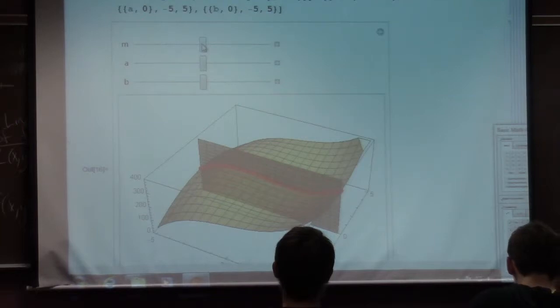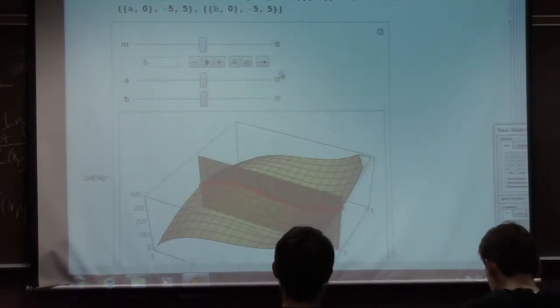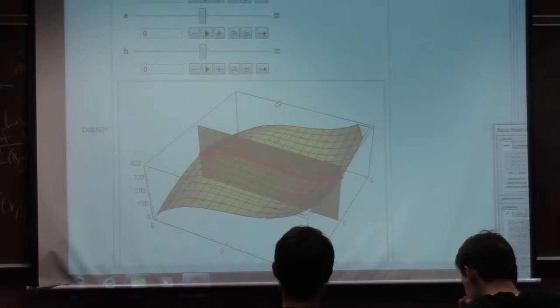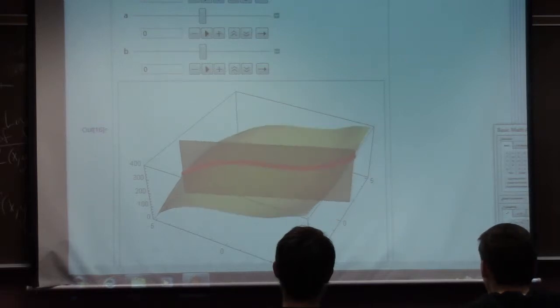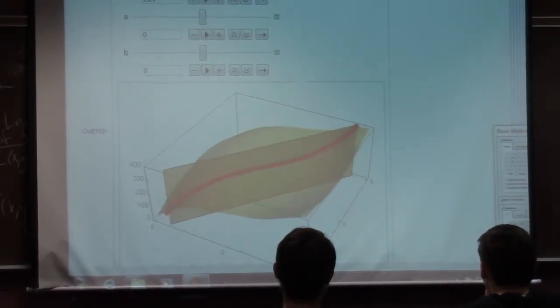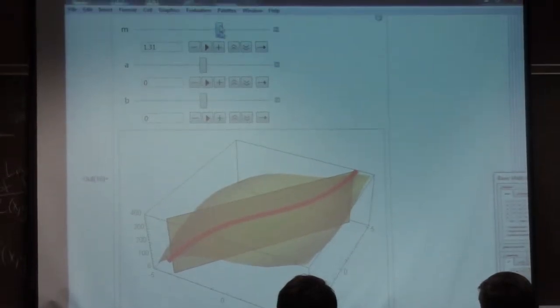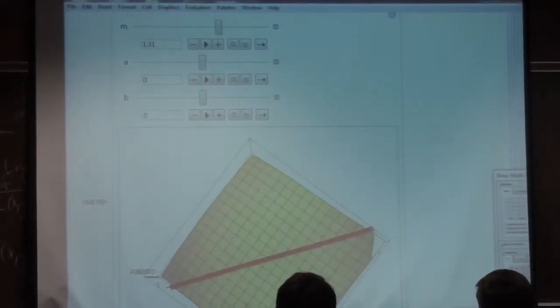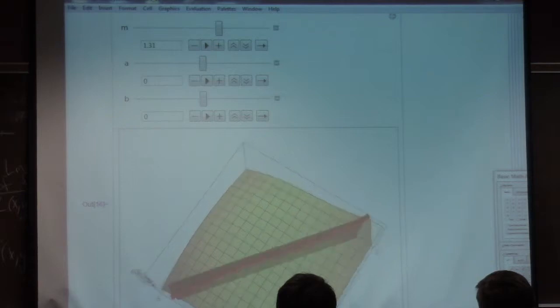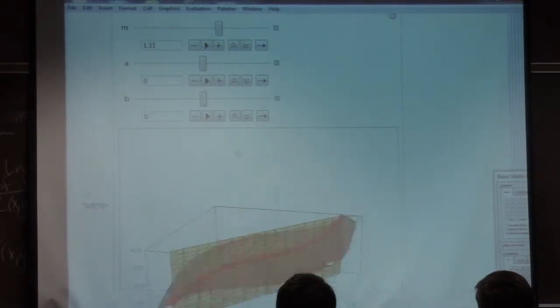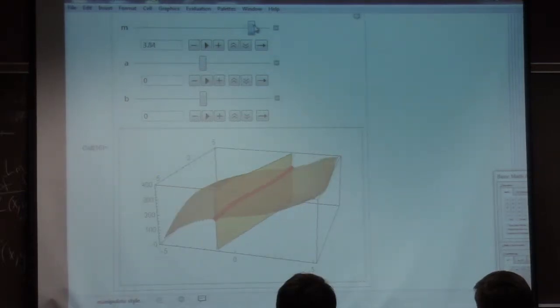Okay, here's the initial picture. M, A, and B are all 0. If I change M, I change the angle, the slope of the line of projection, which you can get by looking straight down, by the way. And I can change A and B as well. If I change A, it moves to the right. Change B. Well, that looks like it's going to the left. It's actually better to think that it's going into the screen.